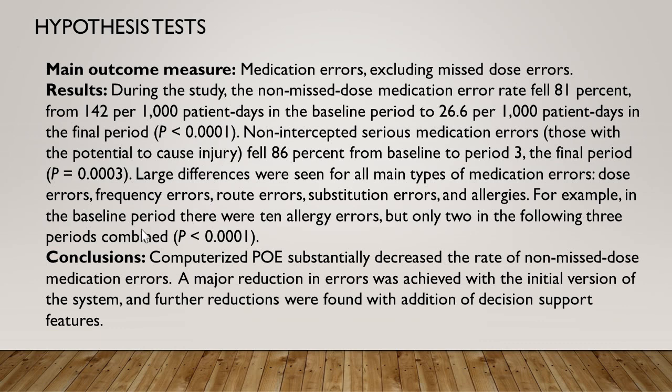And then they also talked about allergy errors here, and that p-value is also very small. And so they concluded here that their physician order entry substantially decreased medication errors. So, well, let's look at what is the null hypothesis, what is the research hypothesis, and how do we interpret it? Because this will actually help you with your final paper.